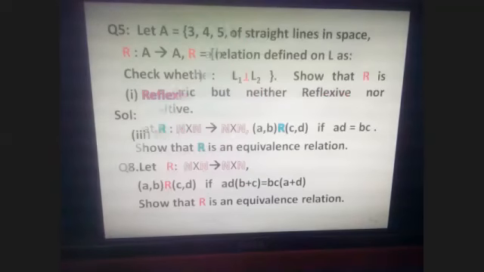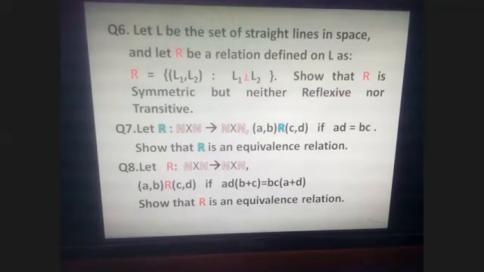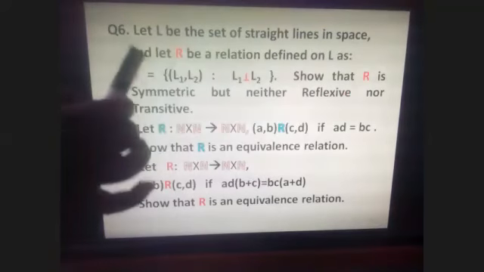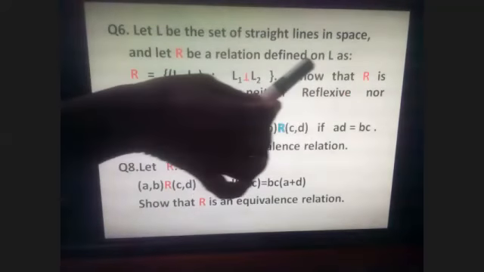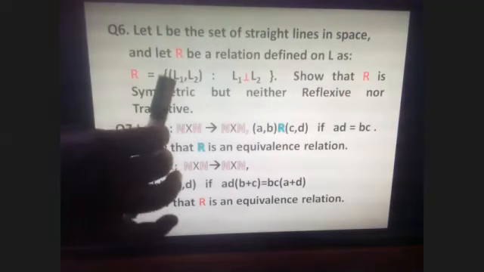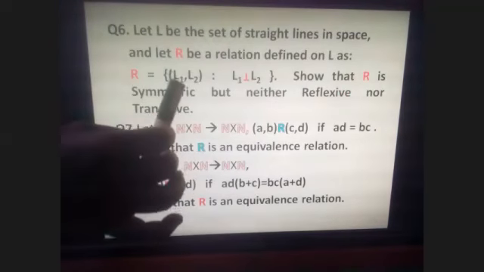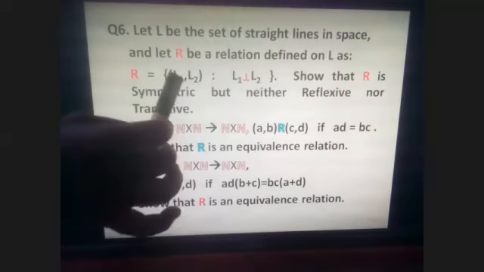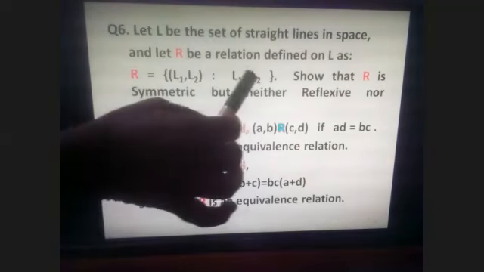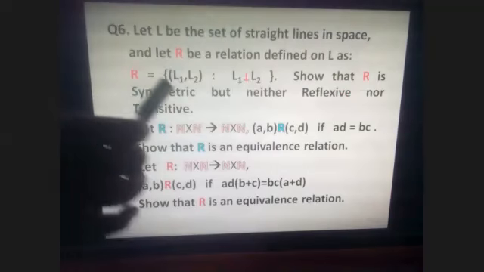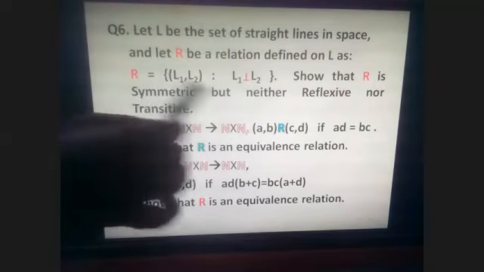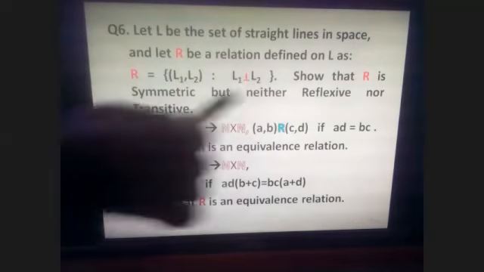Well, we go with more problems. Please note down this question. Question 6 is, L is a set of all straight lines in space where R is a relation defined on L. R is equal to L1, L2, where L1 perpendicular to L2. L1 and L2 are two lines. They are related if they are perpendicular to each other.